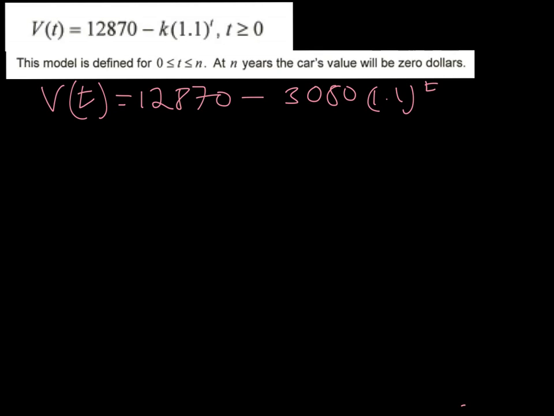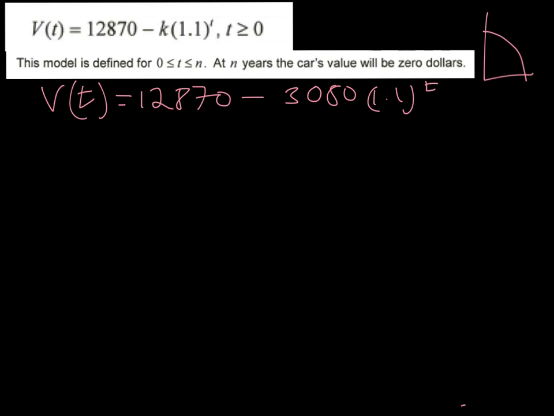We're now asked to find when the car value will be $0. It says here that the model is defined between 0 and some value n because, if you think back to our initial sketch at the beginning, at some point the car value is going to become 0. And obviously it can't become negative. So the model is only valid up until this point, and we're told that the car will have $0 after n years, and asked to find n. So how on earth are we going to do that?